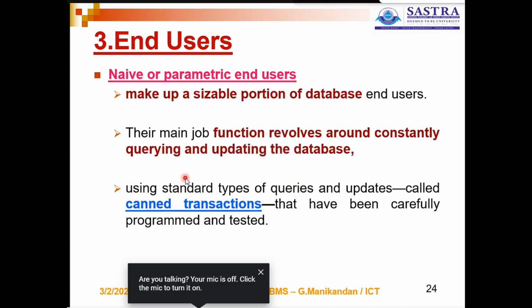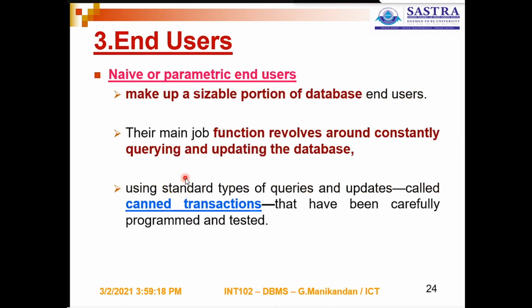The second one is the naive or parametric end user. These are the persons who are going to be regularly interacting with the database. The job of these persons is that they will constantly be querying the database and updating the database.